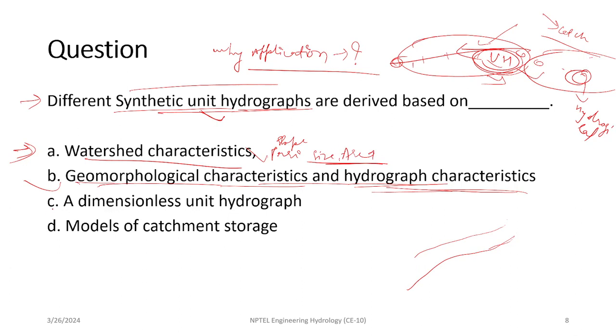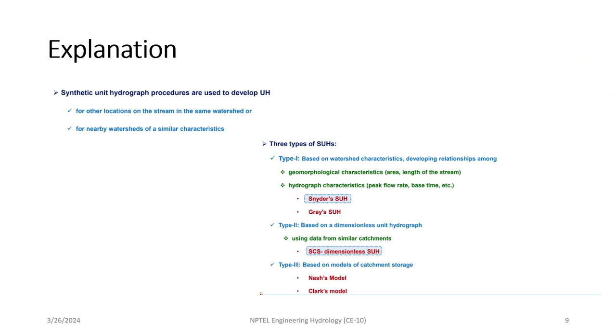And then yes, option C is also correct, it's a dimensionless unit hydrograph. And then the model of the catchment storage, there are certain models which can directly predict the response. So this option is also correct, we are looking into it.